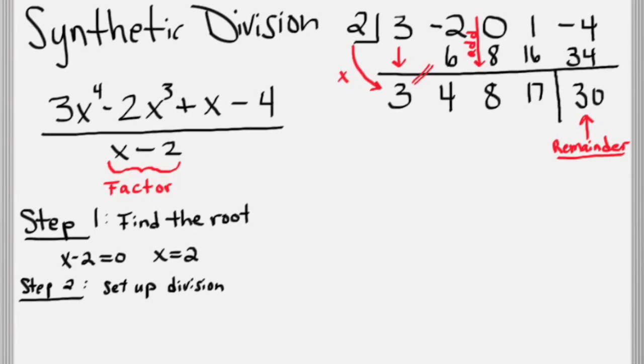This is very similar to how you learned long division when you were in grade school, in elementary school, and they taught you how to divide. You had a certain remainder. Well, here again, same idea.